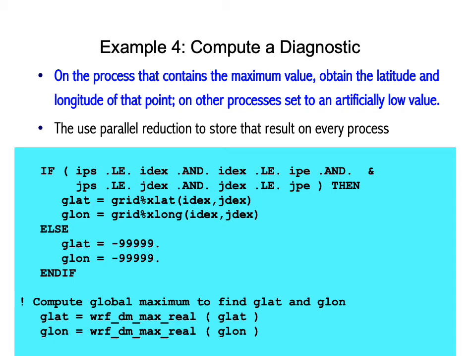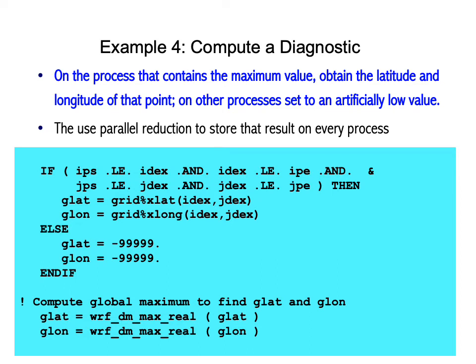So there was an I and J index that was returned by the master node to each individual MPI process. Each one of the MPI processes says, okay, I know my starting and ending dimension in I, IPS, IPE. I know my starting and ending dimension in J, JPS and JPE. If the I and J index that is being returned is between those two, I own the maximum, I am the processor that has the maximum value on it.